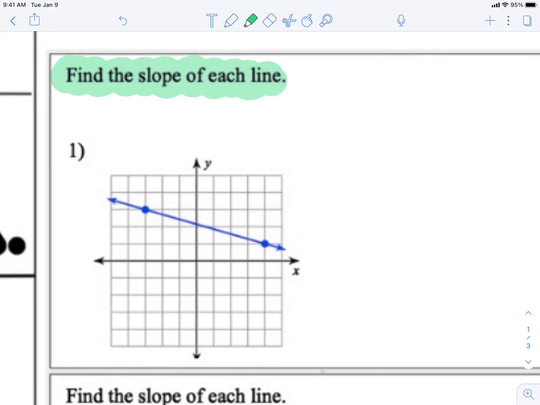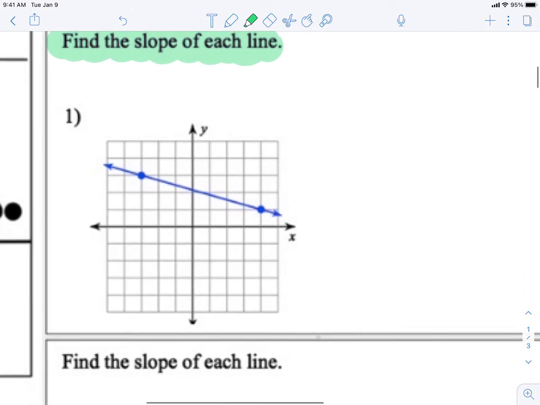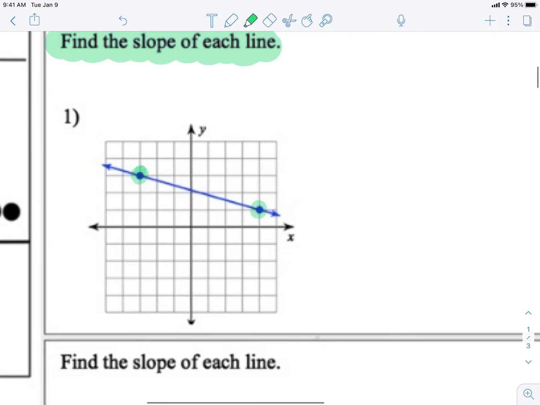So let's see here. I have a line, right? And I know it's a line because I have arrows at the ends, right? So that means that this line goes forever that way and forever that way. And I have 2 points, a point here and a point here.